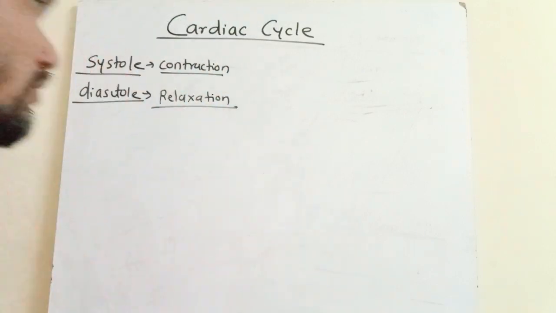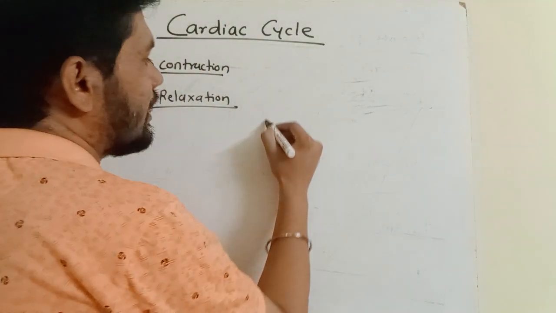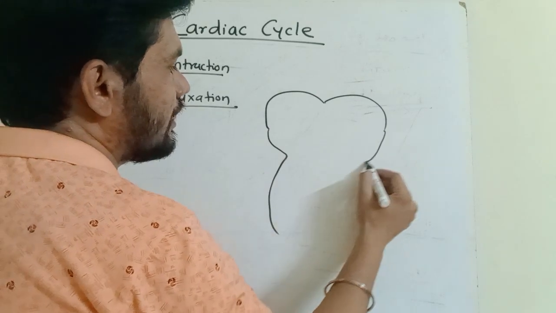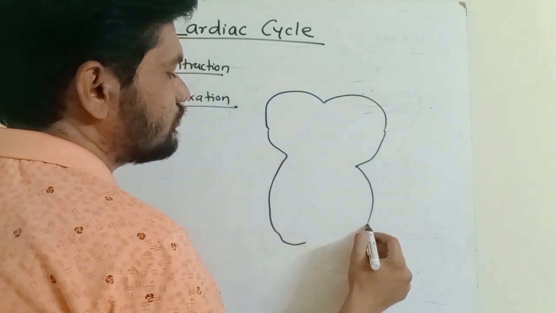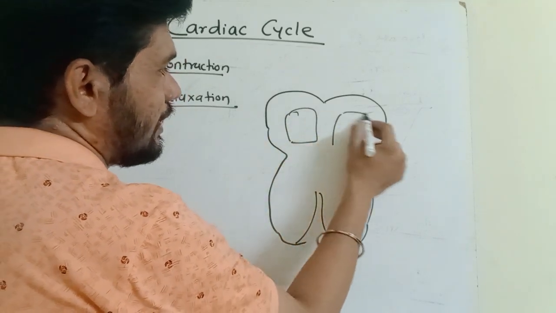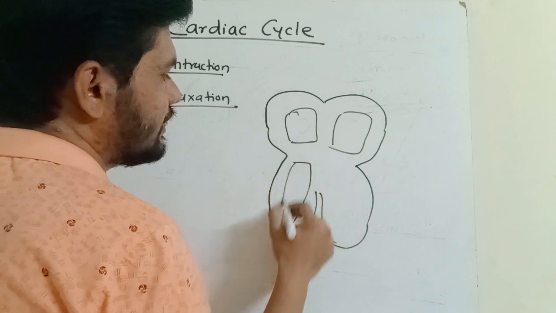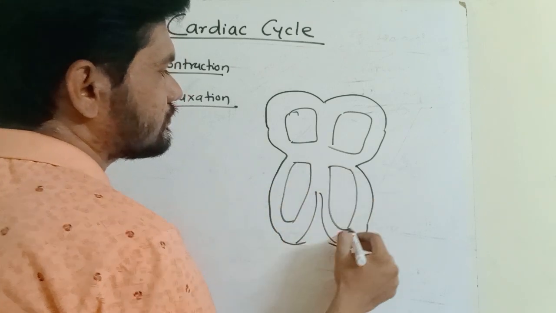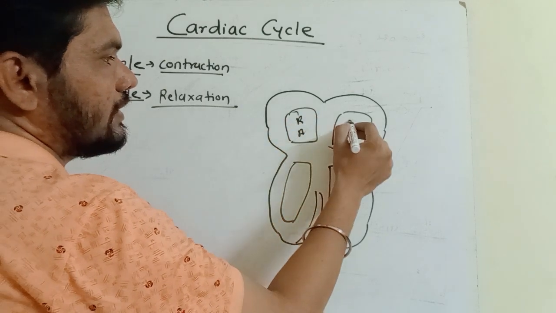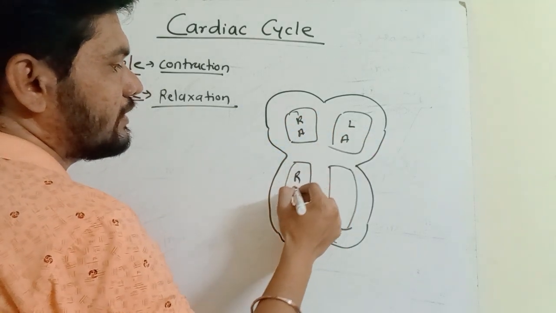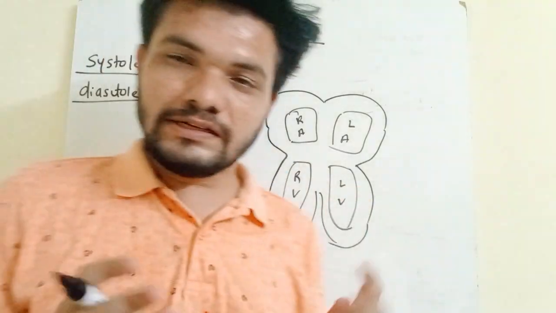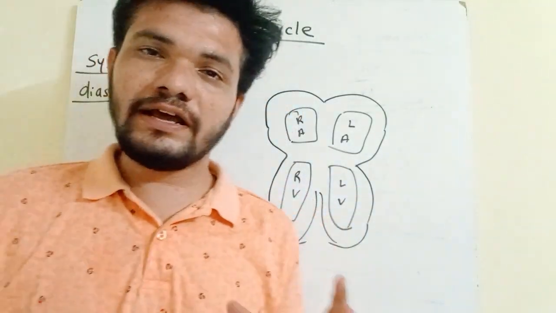So first of all, we need to understand, suppose this is a heart, and we all know that the human heart is made up of four chambers called atria, and these are the ventricles. This is the right atrium, this is the left atrium, this is the right ventricle, this is the left ventricle. Okay, so let's assume that this heart is in contract.